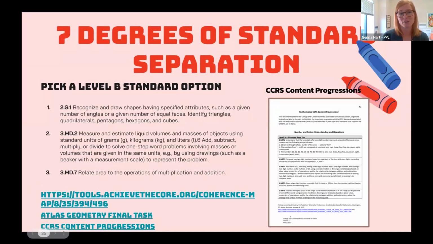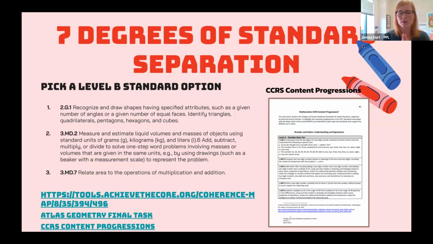Like if you're starting at a level B and you're trying to get to that level E, what does some of that content progression look like? And like Donna and I said earlier, we both really enjoy the CCRS content progression sheet because of how it's broken down. But you can also use the Blue Book for this.